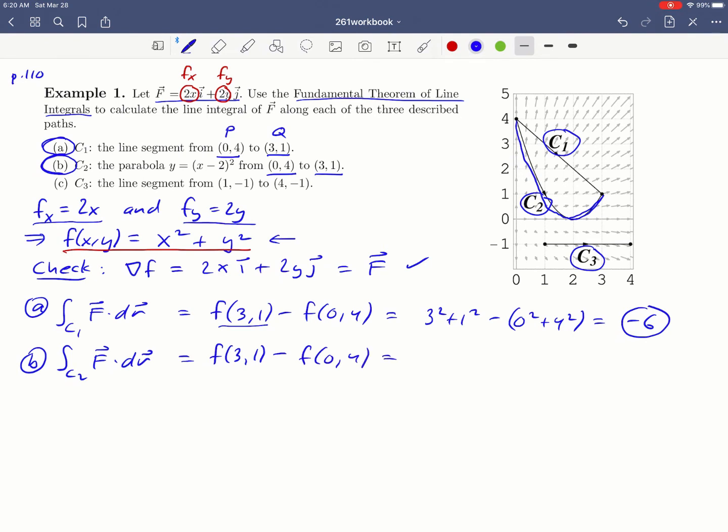Our potential function, little f, has not changed. So this is exactly the same series of substitutions that we did above. We're going to get the same answer. This illustrates why we call a conservative vector field a path-independent field. It totally didn't matter what path we went along. We had two curves, C1 and C2, in parts A and B, and they happen to share the same starting and the same ending point. And we have to get the same value for the line integral if that's the case.